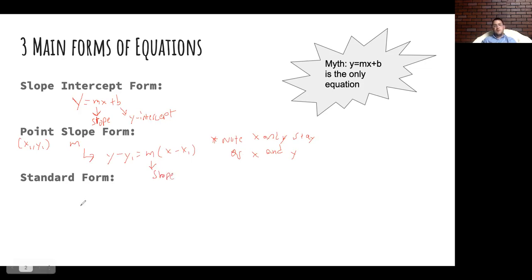And then standard form is ax plus by equals c, something like that. Standard form, sometimes we are given equations in standard form, and you do want to generally convert those to slope-intercept form so that you can read things like what the slope is.